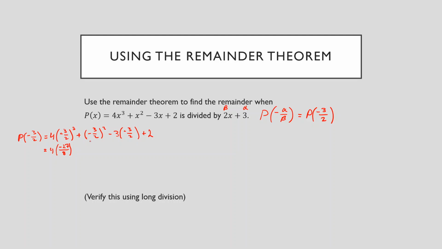Alright, let's do plus. So negative 3 squared is negative 3 times negative 3. It's 9. And 2 squared is 4, so we get 9 over 4. Here I've got, I'll expand this one. So I've got negative 3 times negative 3 over 2.